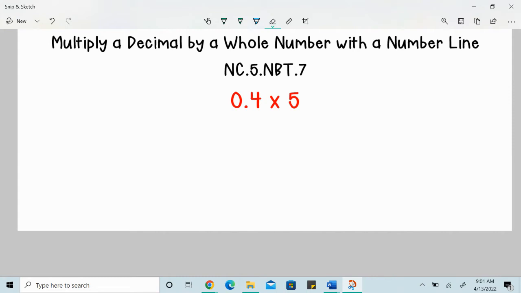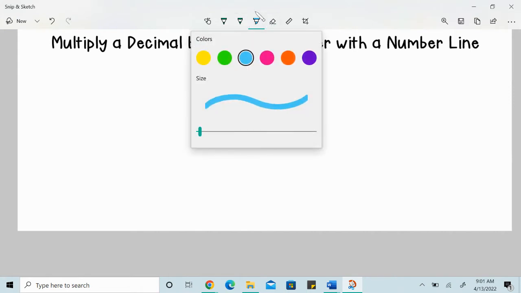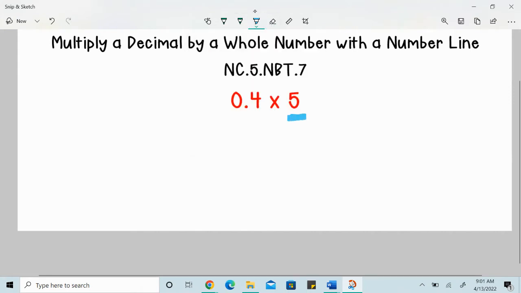Similarly, I know that the product is going to be more than 4/10 because I am multiplying 4/10 by a factor that is greater than 1 whole. I am multiplying 4/10 by 5. So that lets me know that my answer will be more than 4/10 but less than 5. And now I can go ahead and get started solving.